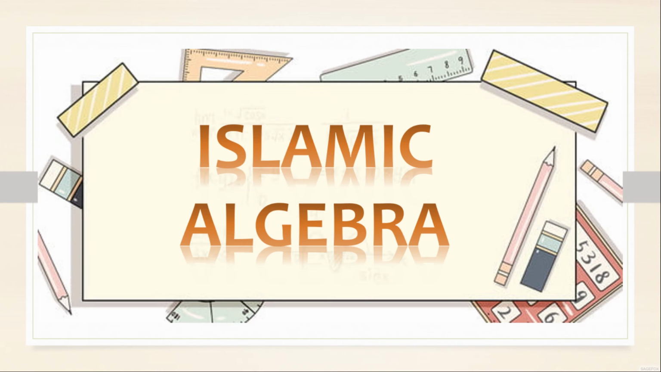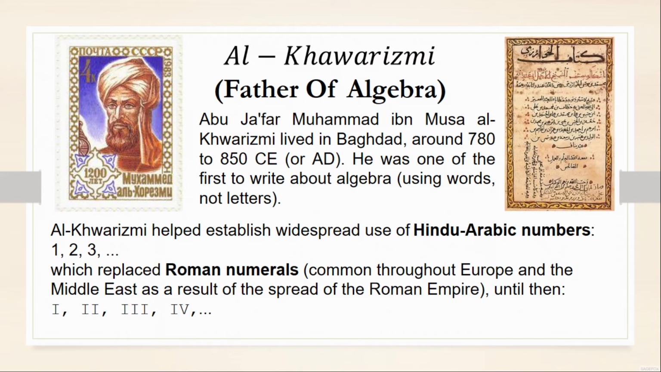Islamic algebra. We all know the father of algebra is Al-Khwarizmi. He was named Abdul Jafar Muhammad Ibn Musa Al-Khwarizmi. He lived in Baghdad around 718 to 815. He was one of the first to write about algebra using words, not letters. Al-Khwarizmi helped establish widespread use of Hindu-Arabic numbers such as 1, 2, 3, which replaced Roman numerals.